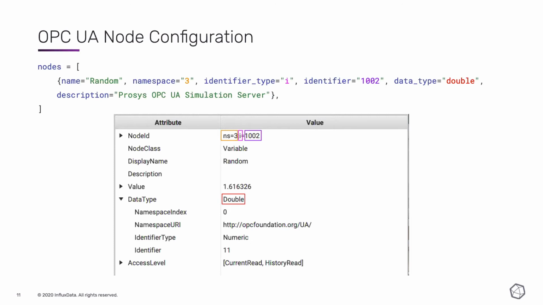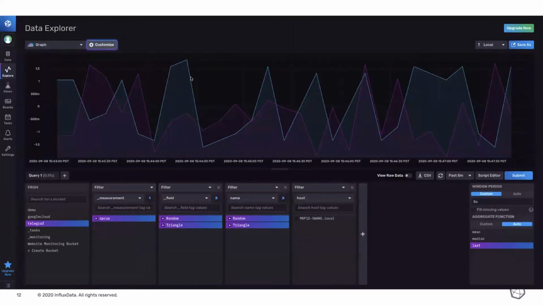But yeah, so here you can see on that node ID line, you would get your namespace of 3. Your identifier type would be an integer, string is common as well. And the identifier here for this random node is 1002, and the data type is double. So those are the main information you would need to pull for each node that you're trying to measure.